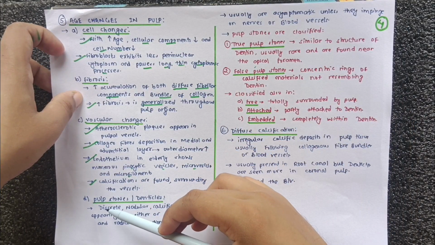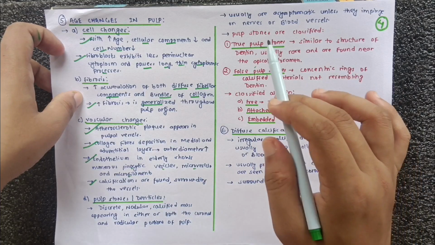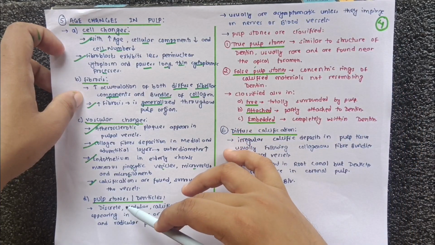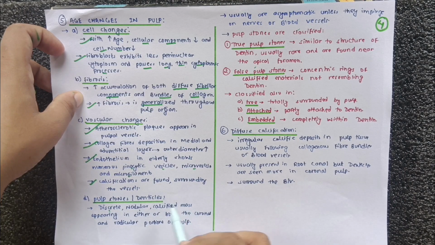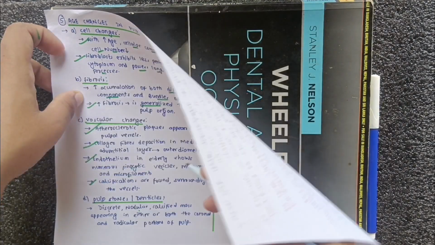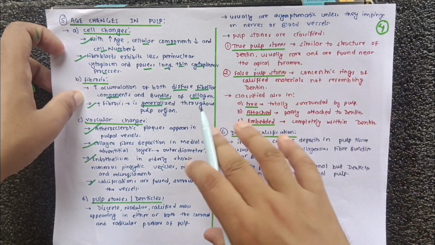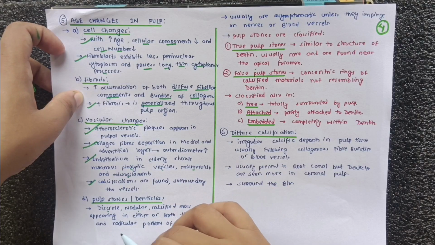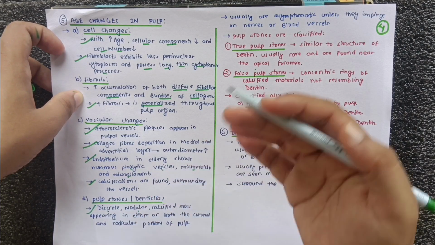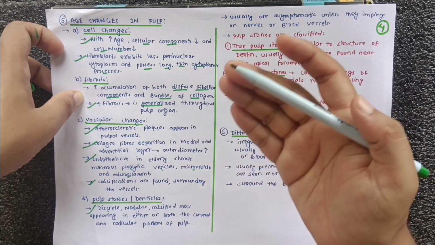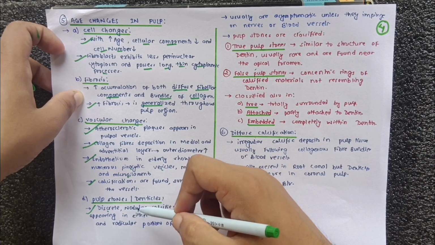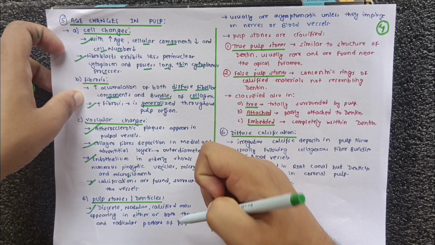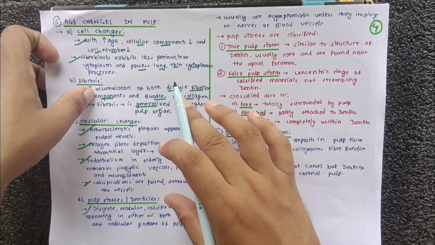In another point, pulpal stones and denticles. This is one of the important topics. Pulp stones or denticles are discrete, nodular calcified masses. As I discussed with the calcification surrounding the vessels, there is a discrete nodular calcified mass appearing in either or both the coronal and the radicular portion of the pulp. So it may be present in the radicular pulp or in the coronal pulp, and it is discrete in nature.